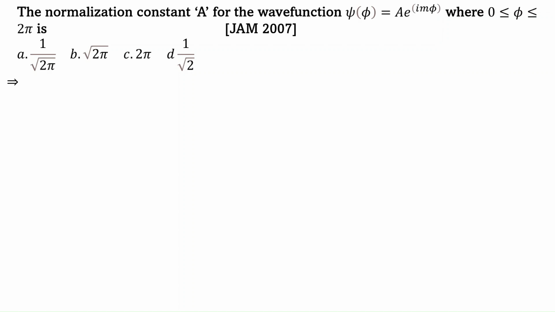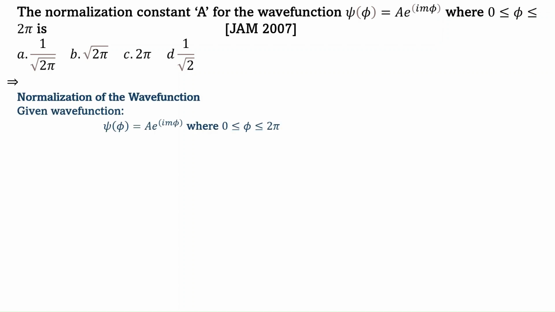So we are given a wave function defined over the angular range phi = 0 to phi = 2 pi, and we are asked to find the value of the constant A that normalizes the wave function. Let's break this down step by step. So step 1. What is given in the question? The normalization of the wave function. The wave function is psi(phi) = A e^(i m phi), where the limit of phi is 0 to 2 pi.